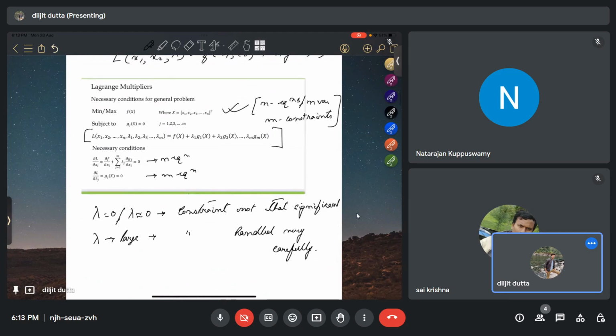Now we have to satisfy the conditions. How? We take the derivative of this equation with respect to each of the variables. So del L by del xi, where i goes from 1 to n. For all n variables, we take the derivative, which is the condition for minima. Secondly, we also have to take the derivative of L with respect to lambda i, for i equal to 1, 2, up to m, because the number of lambdas equals the number of constraints.